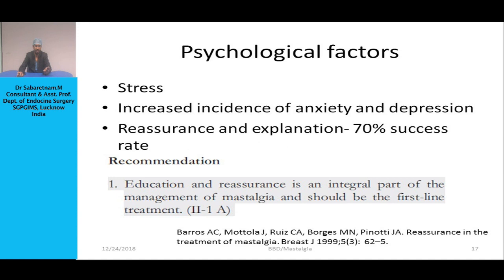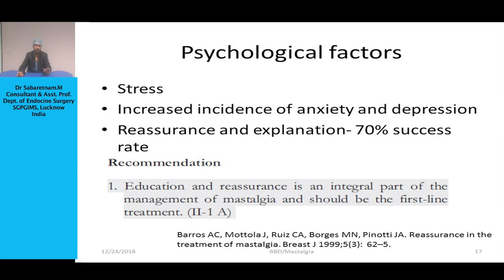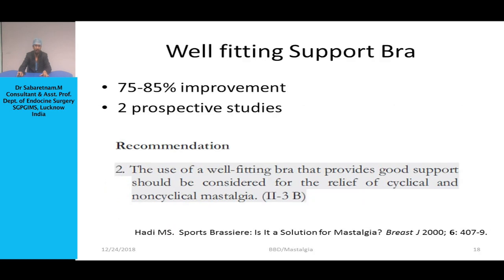So education of why there is pain and reassurance should be a part of integral management of mastalgia and first line treatment. And whether a well supporting brassiere improves pain, 75 to 85% improvement is there. 2 prospective studies support this. So the recommendation is the use of a well-fitting bra provides good support and should be considered for relief of cyclical and non-cyclical mastalgia.